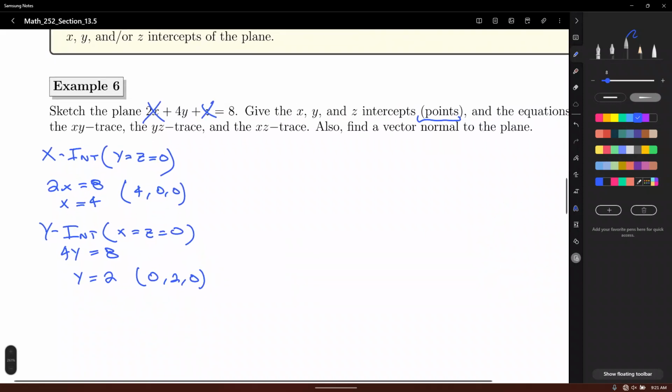And lastly, the z-intercept. The z-intercept will be found by setting x and y equal to 0. That is peekaboo x and y. So x equals y equals 0. That is simply z equals 8, which will describe the ordered triple (0, 0, 8). All right?